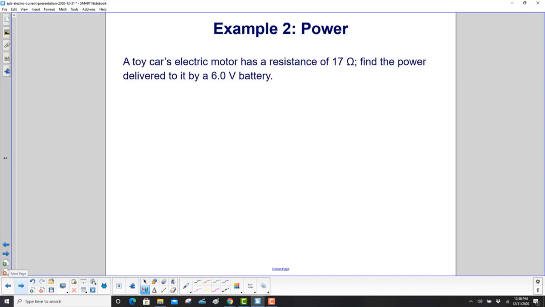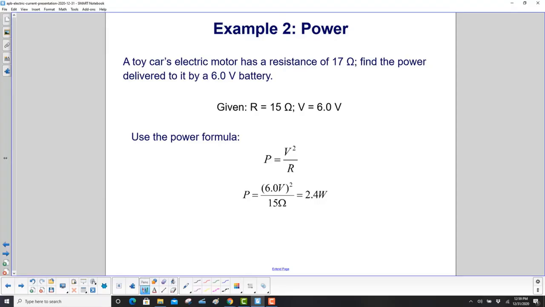A toy car's electric motor has a resistance of 17 ohms. Find the power delivered to it by a 6-volt battery. This time, our givens include the resistance and the voltage, so we need to use the power equation that has voltage and resistance in it, which is V squared over R. Plug in the numbers for V squared, 6 squared, over 15 ohms, and we get 2.4 watts.